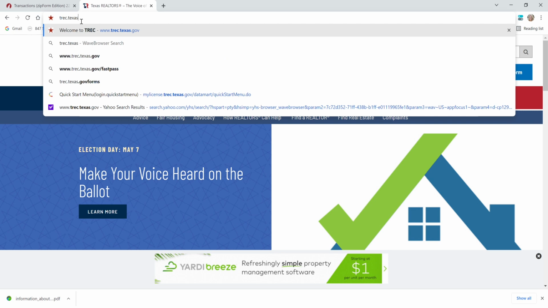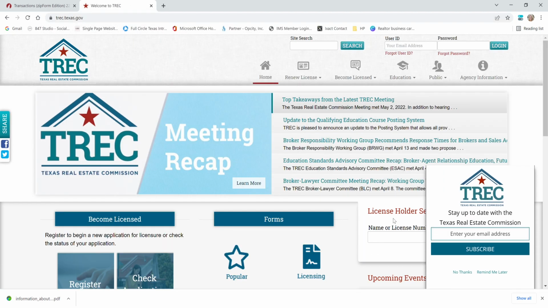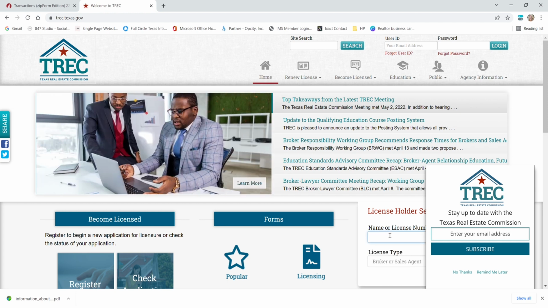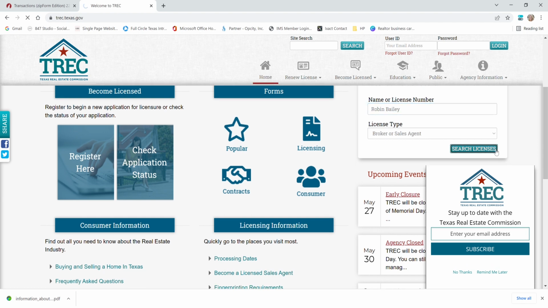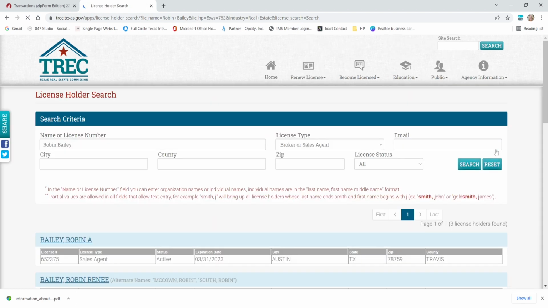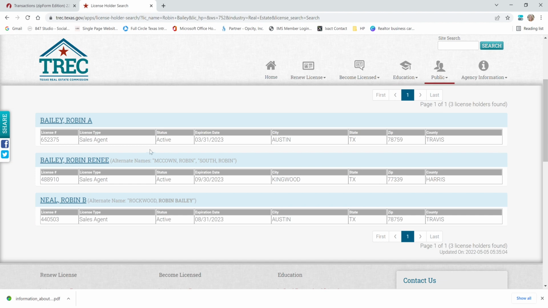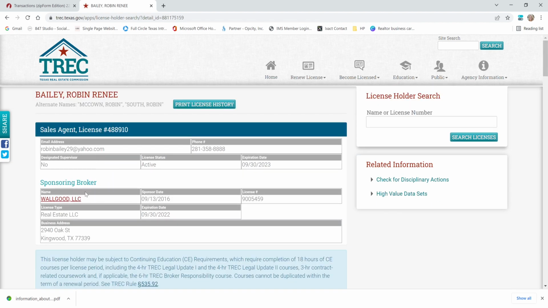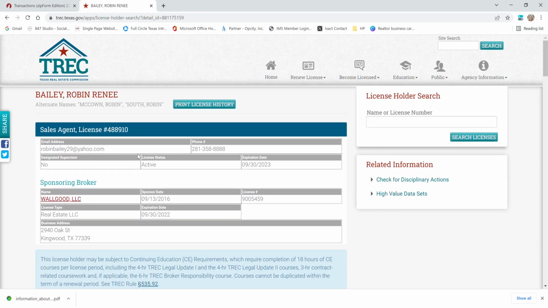Texas. There we go. So if you go to TREC.texas.gov, you can come down here to the license holder search. We're going to put in Robin Bailey, and we're going to click search. Every bit of their information, from their license number, who they are, what they do, their office, their sponsoring broker, is all right here. And you need to put all of this information down.